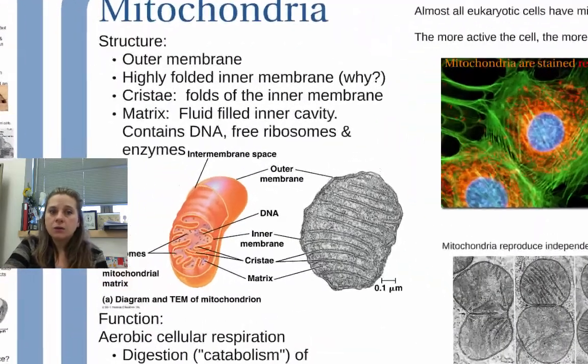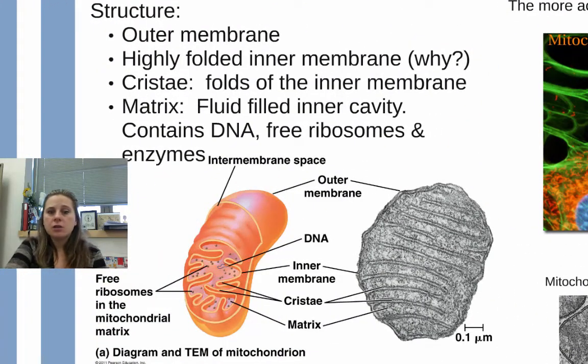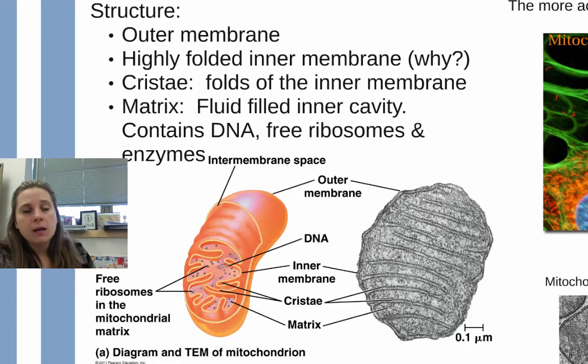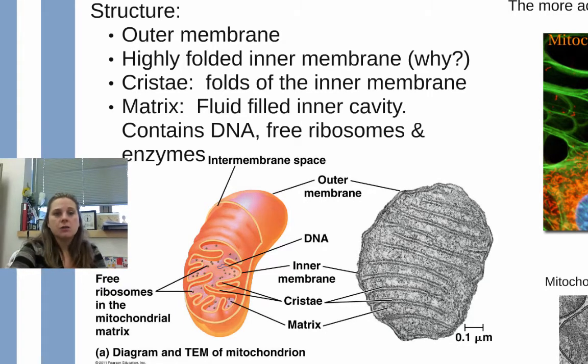So mitochondria is where we're heading next, and mitochondria is going to be really important, particularly when we start talking about energy processing, because the mitochondria has an outer membrane. It has a higher inner folded membrane to increase surface area. These inner folds are known as cristae, and then the space is known as the matrix. And that matrix is a fluid-filled inner area containing DNA, because remember, mitochondria contains its own DNA.